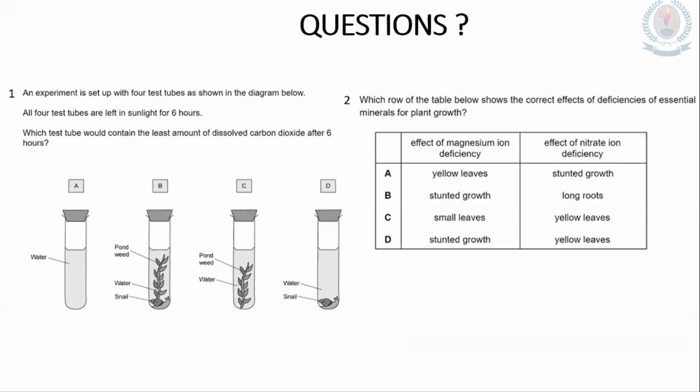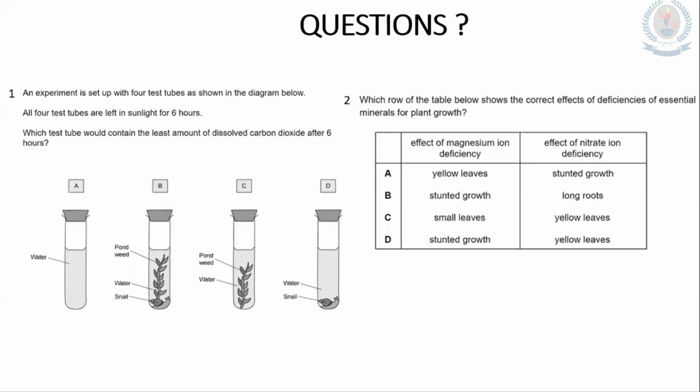First question. An experiment is set up with 4 test tubes as shown in the diagram below. All 4 test tubes are left in sunlight for 6 hours. Which test tube would contain the least amount of dissolved carbon dioxide after 6 hours? Tube A contains water, tube B contains pondweed and water with a snail, C contains pondweed and water, and D contains water and a snail.